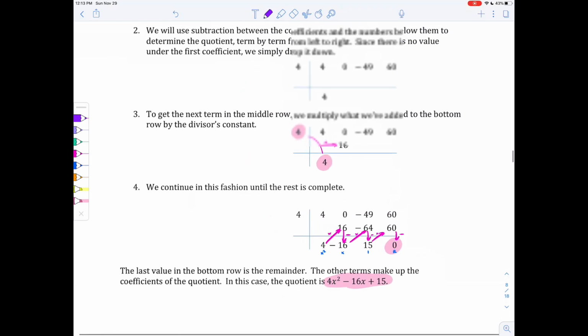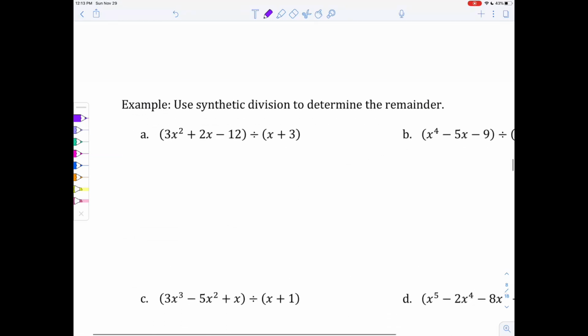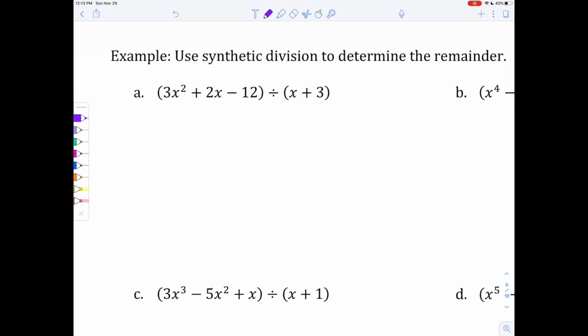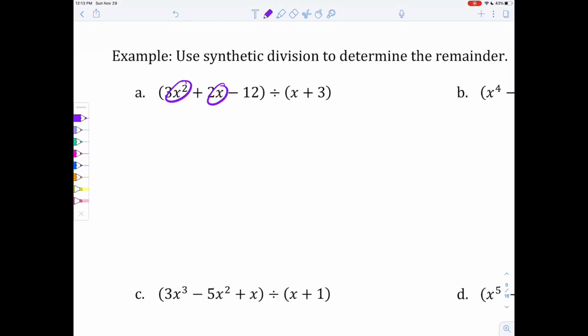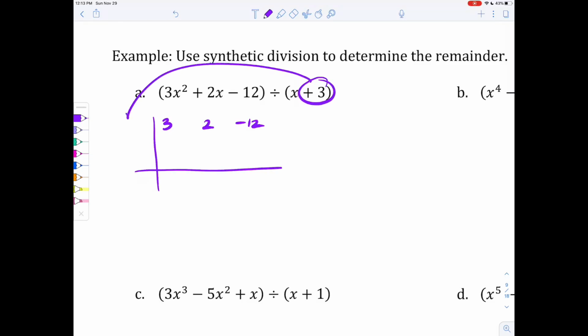Switching to purple, of course, naturally. So we're going to use synthetic division to determine the remainder here. Okay, I can do that. So setup-wise, we've got x squared. We have the x squared term, the x term, and the constant term. So those are all accounted for. And I can say that we're dealing with a 3, a 2, and a negative 12. And when we divide all that, we're dividing by x plus 3.